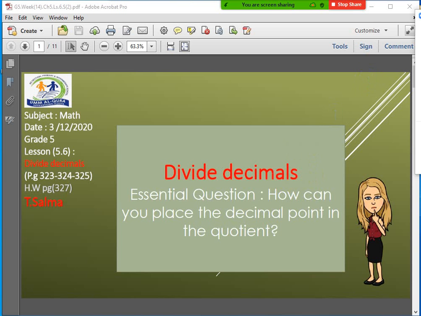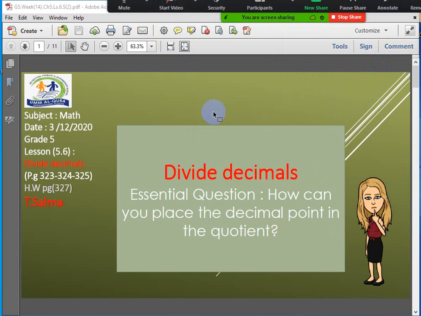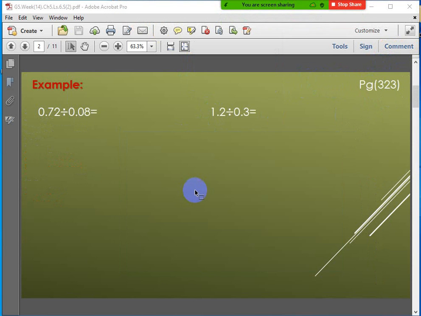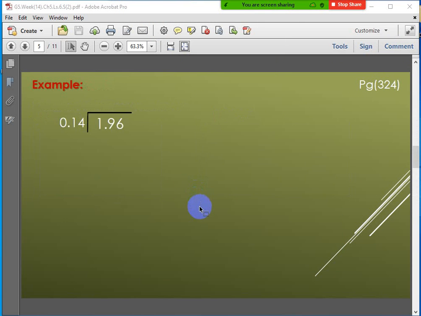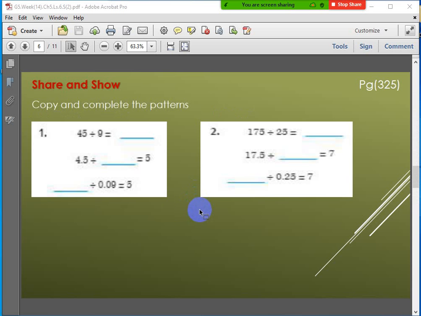Okay, girls, so you know that we talk about how we will divide by decimal number, decimal by decimal. Today we will solve the exercises on page 325. I think we solved some exercises on this page, exercise 1 and 2, right? We solved those exercises, right or not?